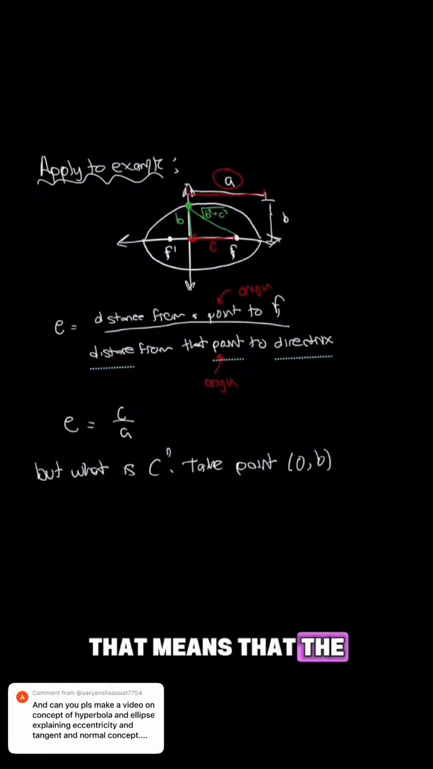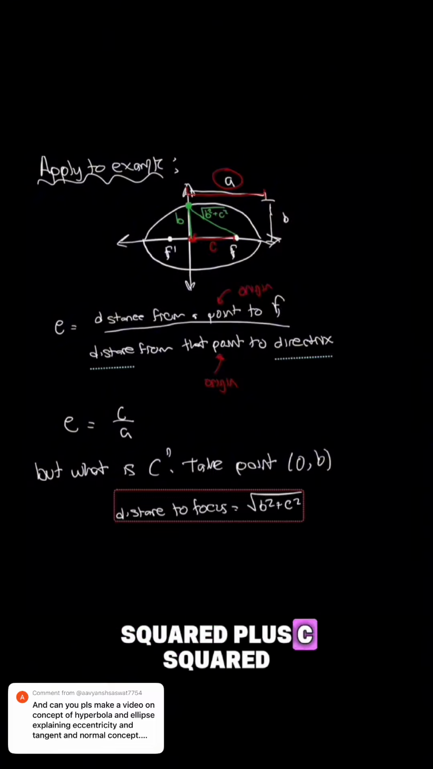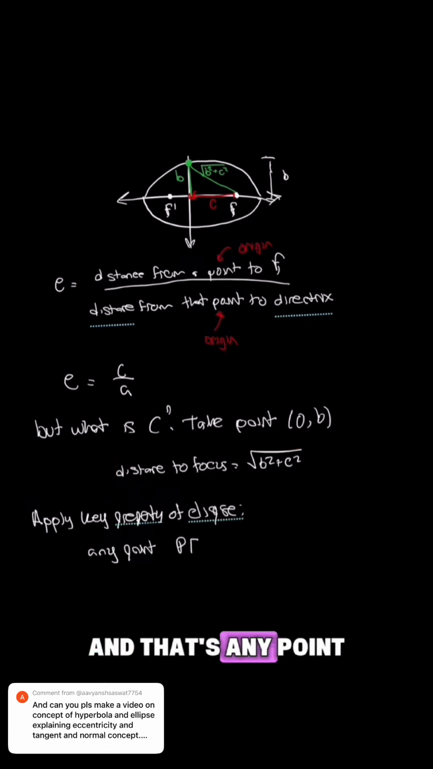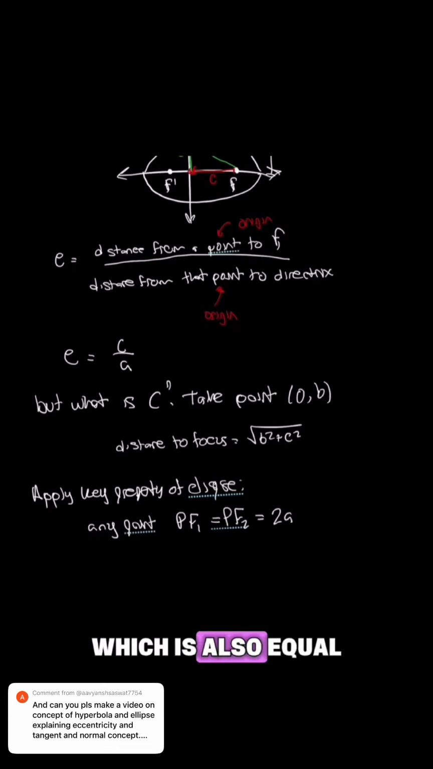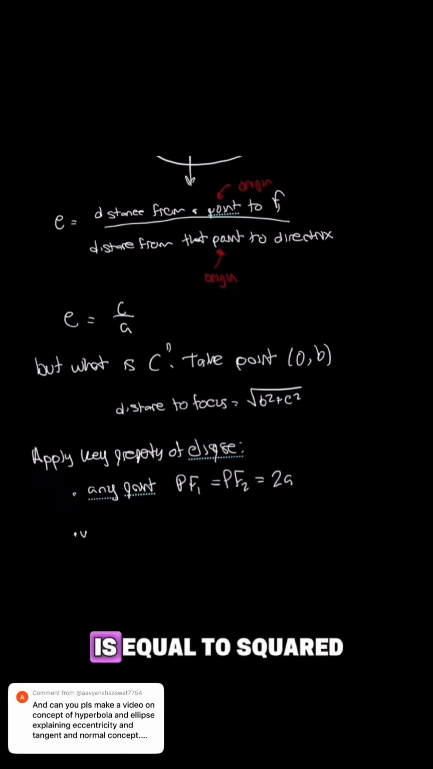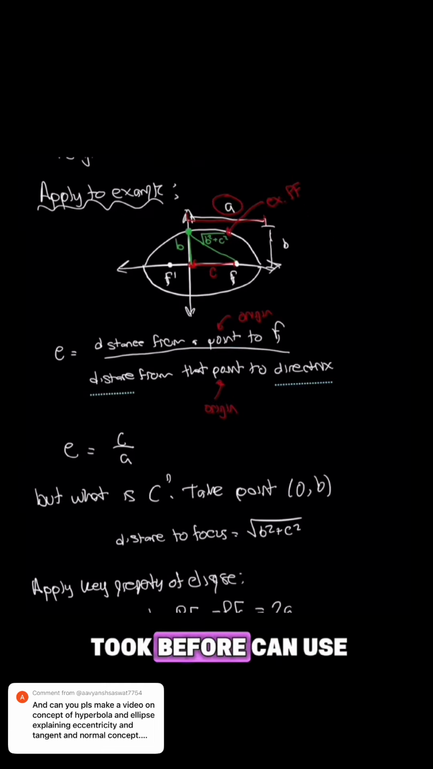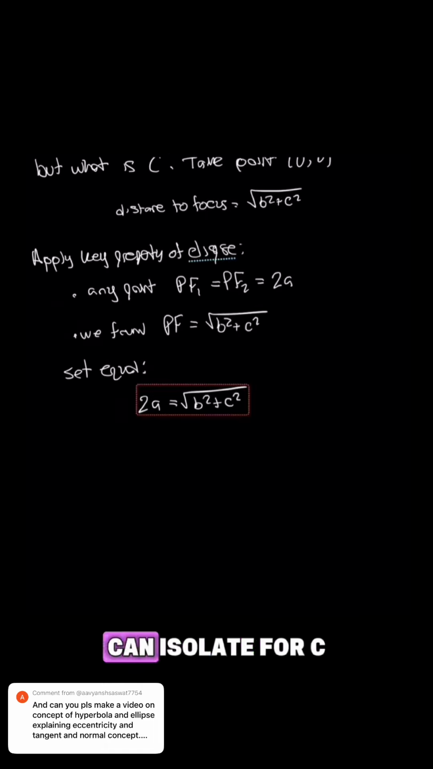That means that the distance from this point to the focus F is going to be the square root of b squared plus c squared, from the Pythagorean theorem. We can apply a key property of ellipses: for any point P, the distance PF1 plus the distance PF2 is equal to 2a. And our distance PF is equal to the square root of b squared plus c squared. In our example, we can use this to solve by equating PF to a, so we can isolate for c.